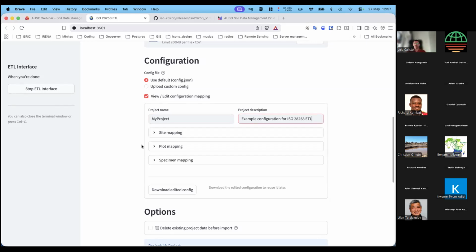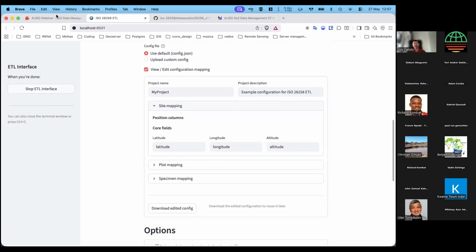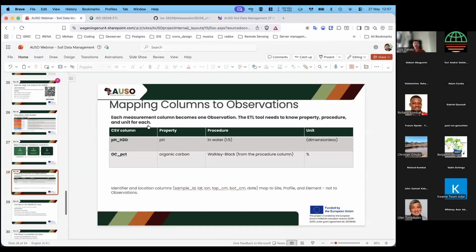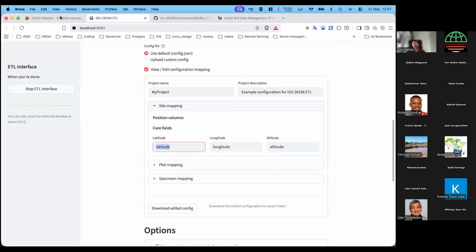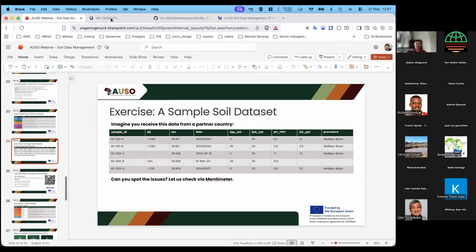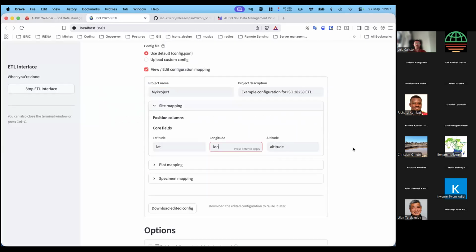So we can have different projects. And then you see, we need to say, on my CSV, so imagine these columns that I have here, what does it represent: latitude? What does represent longitude on the site? In this case, latitude is set by lat, longitude, I need to check, lon. Altitude, I don't have altitude. In this case, I can just remove it. That's enough, okay? Latitude and longitude are mandatory, altitude is optional.